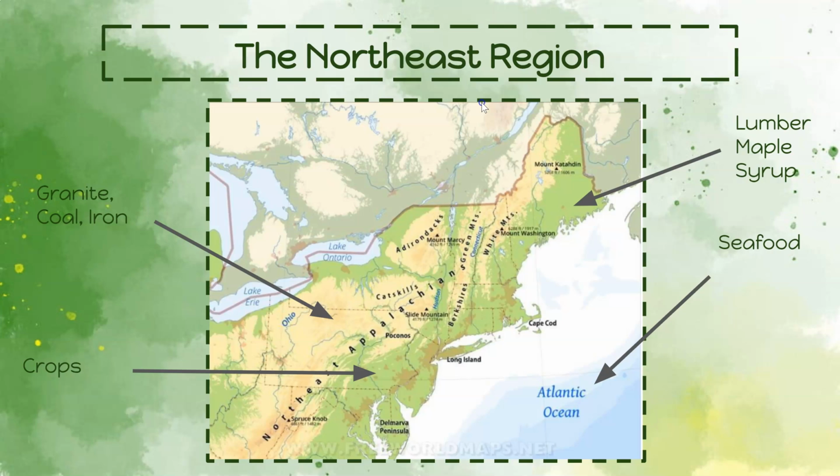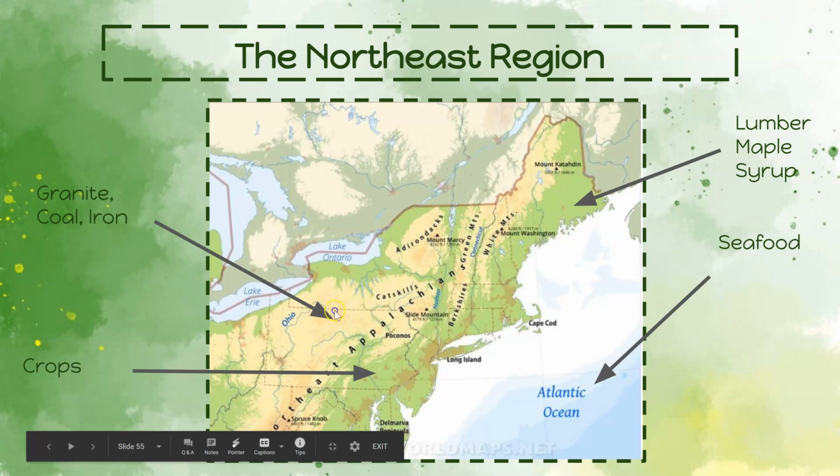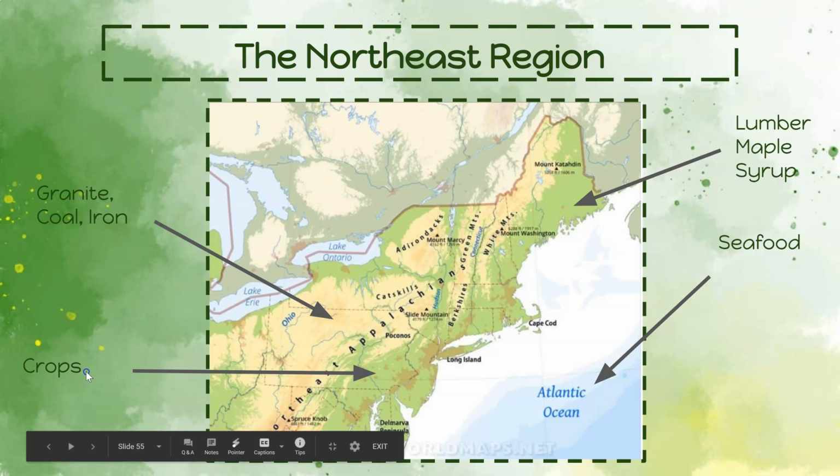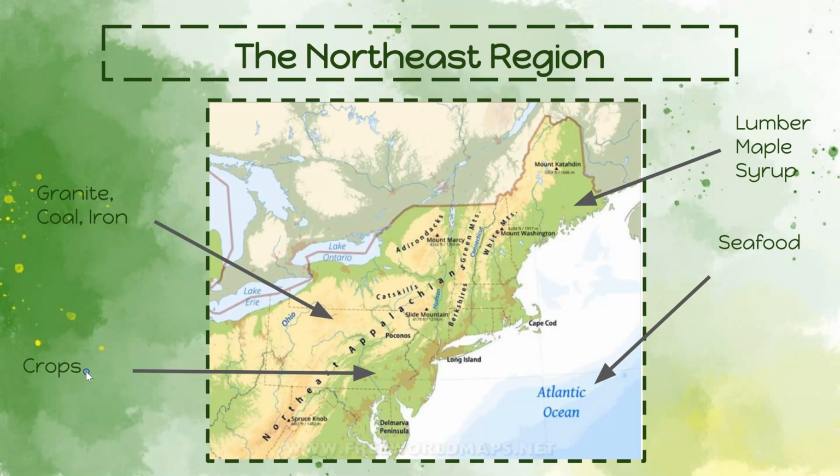Let's take another look at this map here. We discussed all the different land types found in the Northeast region. Now let's recap about what natural resources come from those areas. In the green forest, we get lumber and maple syrup. The Atlantic Ocean provides us seafood. The Appalachian Mountains provide us granite, coal, and iron. And finally, the flatlands provide us crops with many veggies and fruits.